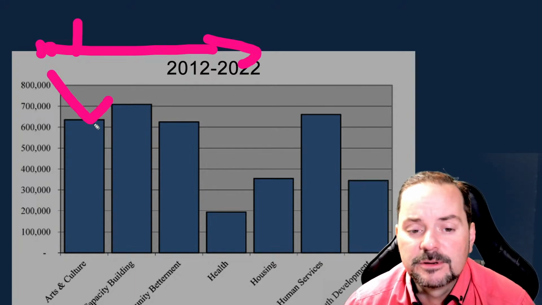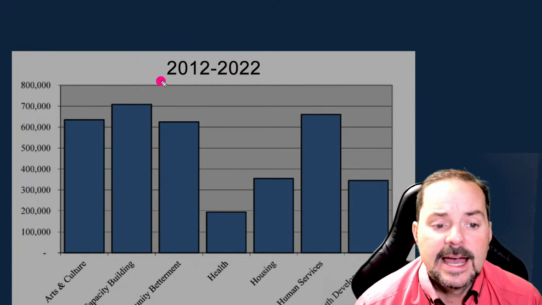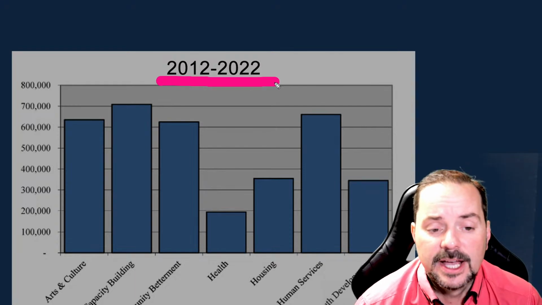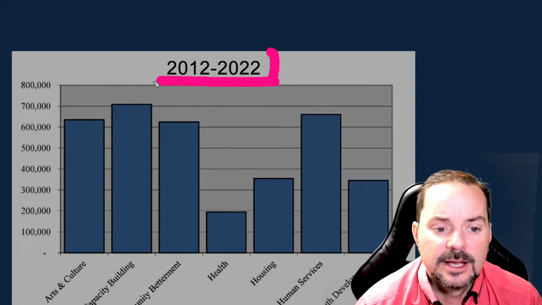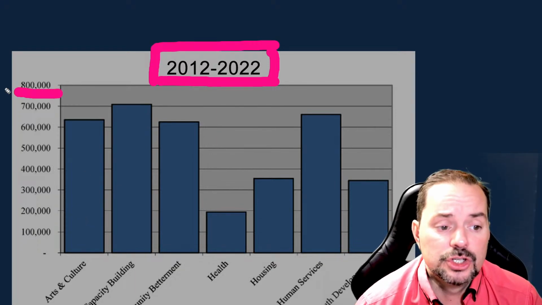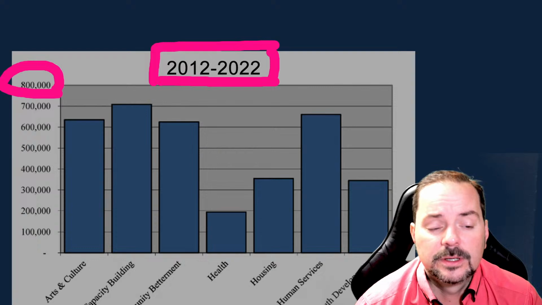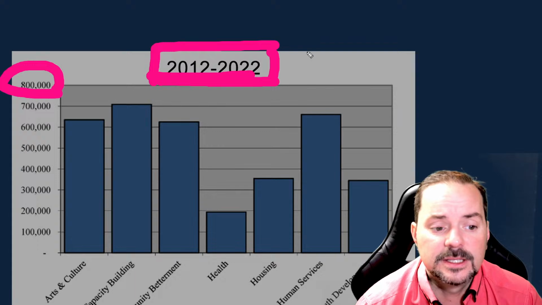Okay, that's how information is presented. So you should always look at the year first, the title of the graph, whatever the title is. In this case, it's the time period. Okay, then you should look here. You can look at the y-axis and the number there, 800,000. That's the maximum amount of money spent in these years.